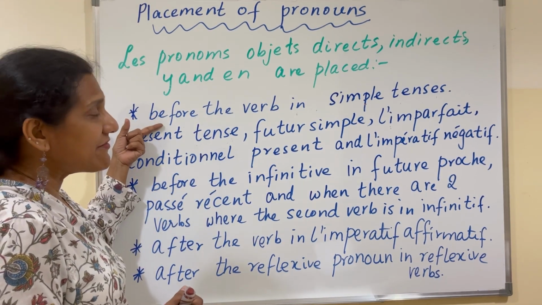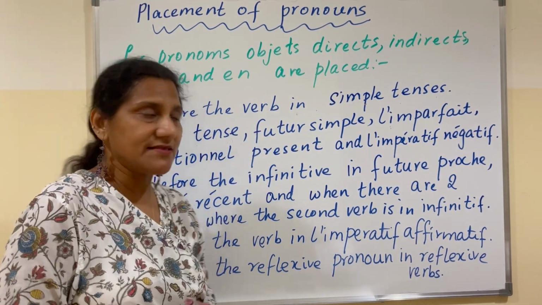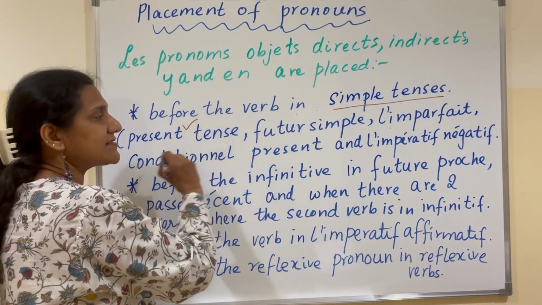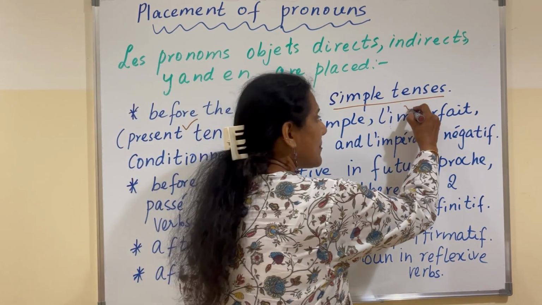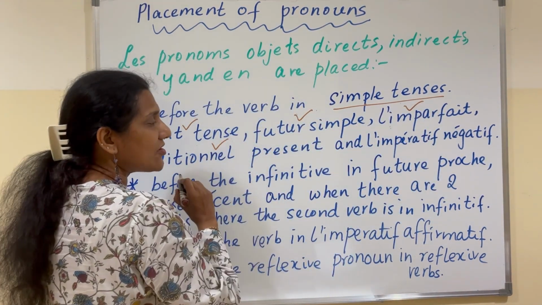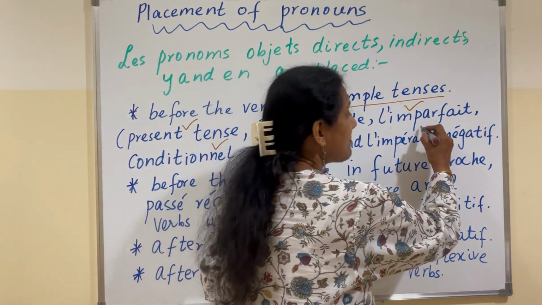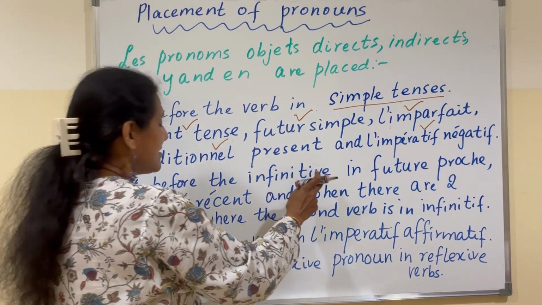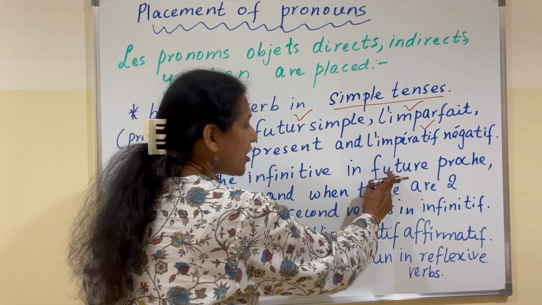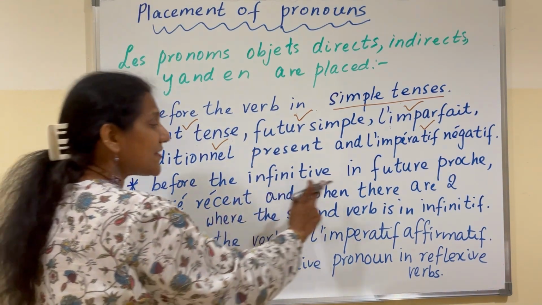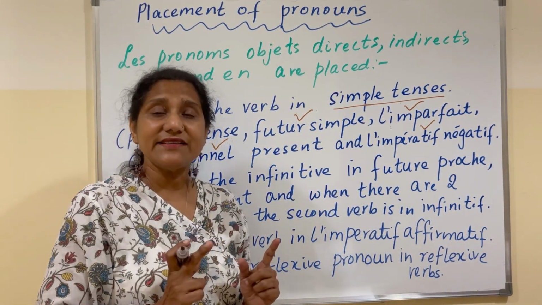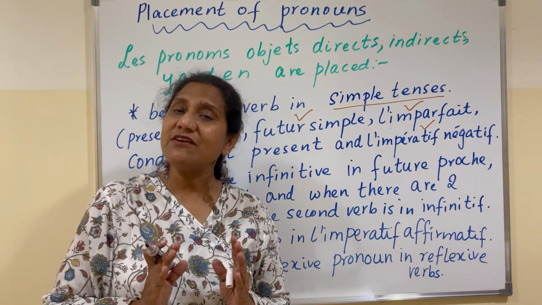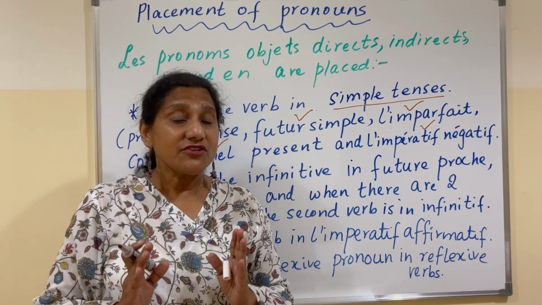Now they will be placed before the verb in simple tenses. What are the simple tenses? The simple tenses will be present tense, futur simple, l'imparfait, conditionnel présent, and also before the imperative negative. They will also be placed before the infinitive in futur proche, passé récent, and when there are two verbs side by side where the second verb is in the infinitive. What do we mean by infinitive? Which means non-conjugated form.